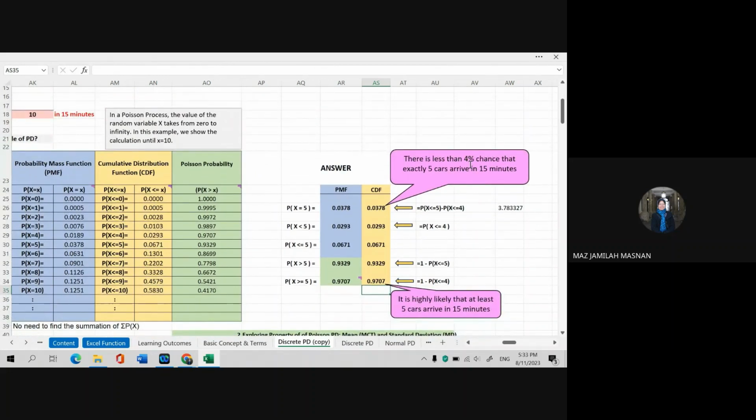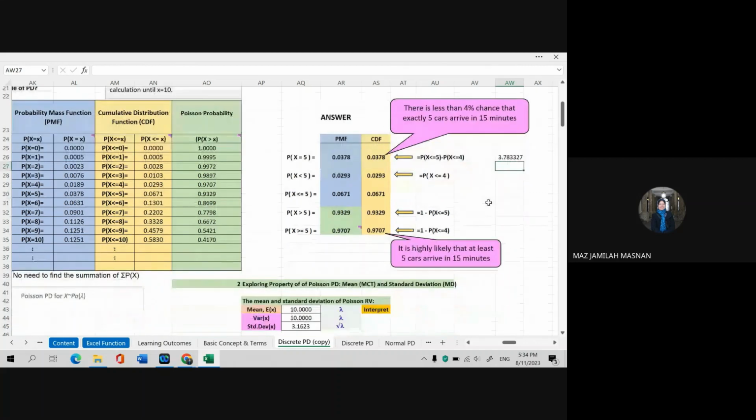Why less than 4%? Because if you multiply 0.0378 by 100, you will get 3.78. So you can say that this is less than 4%. Or if you want to use the exact probability value, you can say there is a 3.78% or 3.8% chance that exactly 5 cars arrive in 15 minutes.